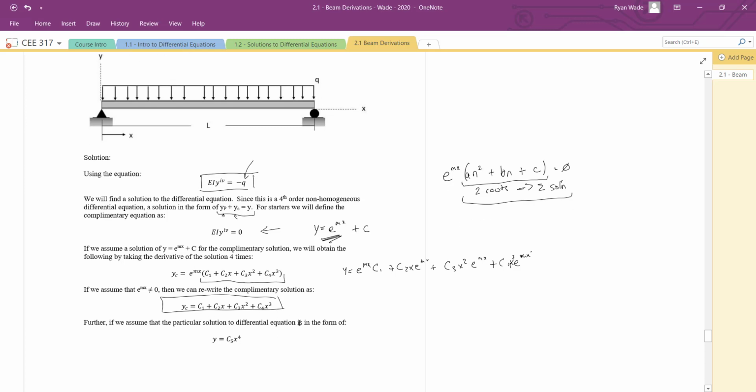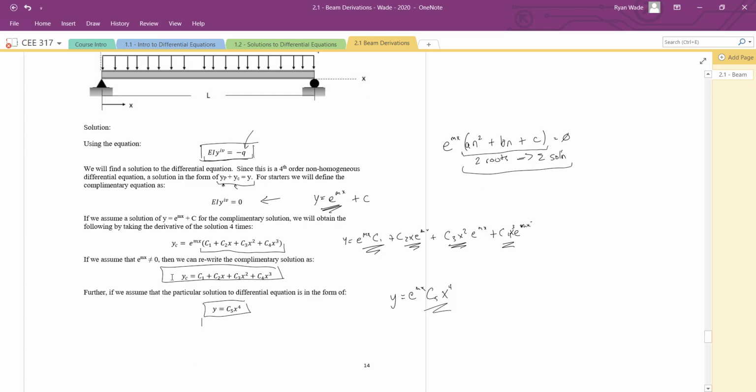Then I'm also going to assume that the particular solution, the solution to this actual equation, is going to be in the same form. So it'll be y is equal to e to the mx times c5 plus x to the fourth. It's not the same as any of these, so there's no duplicate x version there. There's x, there's x squared, there's x to the third, and there's x to the fourth. So I've assumed that that's the form of the equation. This is all you need to know: we're always going to assume it to be this case.